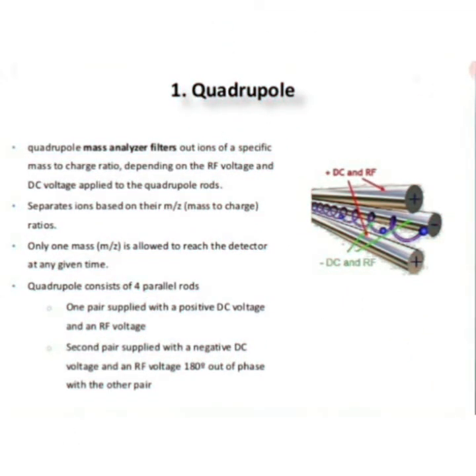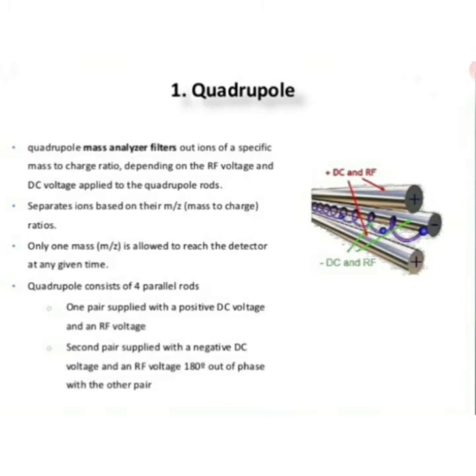The quadrupole mass analyzer filters out ions of a specific mass to charge ratio depending on the RF voltage and DC voltage applied to the quadrupole rods. It separates ions based on the mass to charge ratio. Only one mass to charge ratio is allowed to reach the detector at any given time.